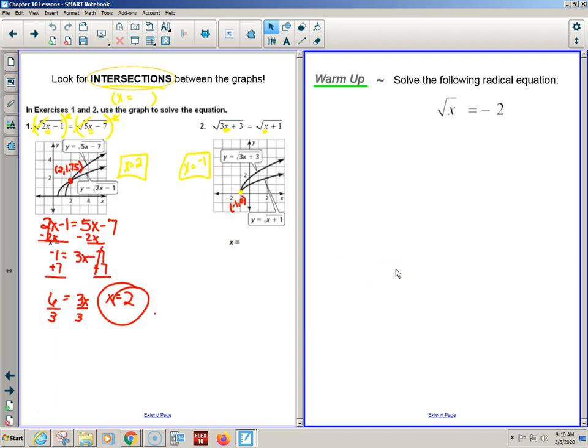I want you guys to start in the warm-up. Let's start easy. I mean, after last night, this shouldn't be a problem at all. Start in the warm-up on 10.3b. Doesn't look near as hard as the ones last night, right?